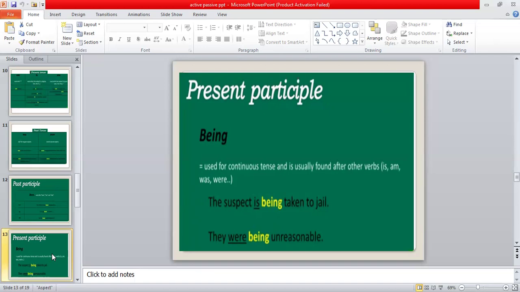So I hope that your idea of all the forms of be will be quite clear. And now there will be no confusion whenever be is there in the bracket and you have to use it in its correct form. So you already know all the forms of be. According to the context of the sentence, the tense of the sentence, and the signal words in the sentence, you can easily use all these forms of be.